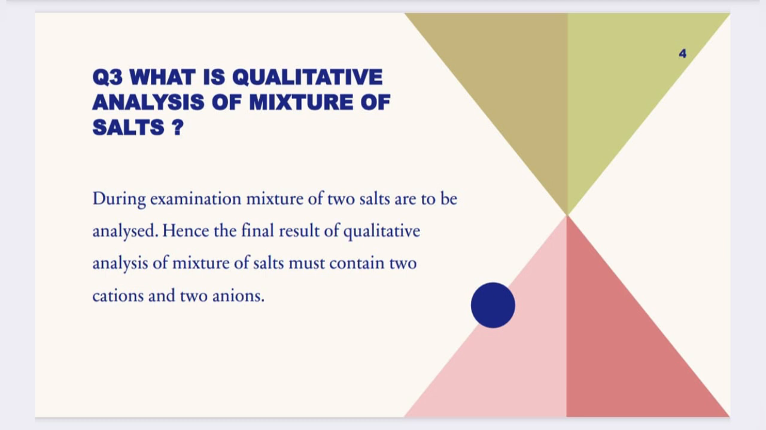Question number 3. What is qualitative analysis of mixture of salts? My dear students, during examination, a mixture of two salts is to be analyzed. Hence, the final result of the qualitative analysis of mixture of salts must contain two cations and two anions.